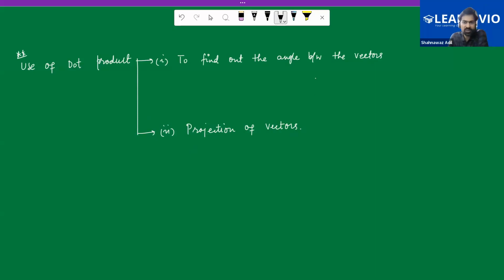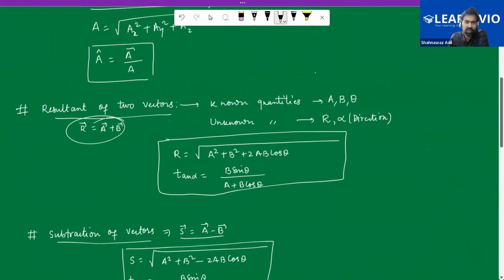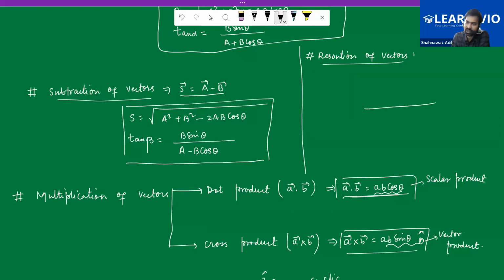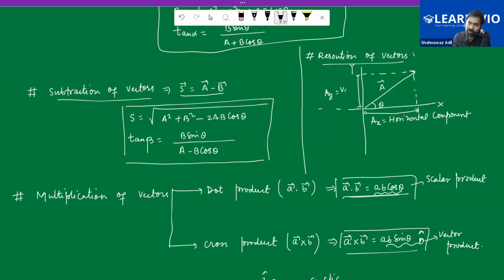Right? And I missed one more important thing, which was the resolution of vectors. So we have also talked about the resolution of vectors. What was the resolution of vectors? If we have this vector, this is the x-axis, this is the y-axis. If it is making theta angle, and this is vector A, what was this component? This was the x component, the horizontal component. And then we had this part, AY, which was the vertical component.